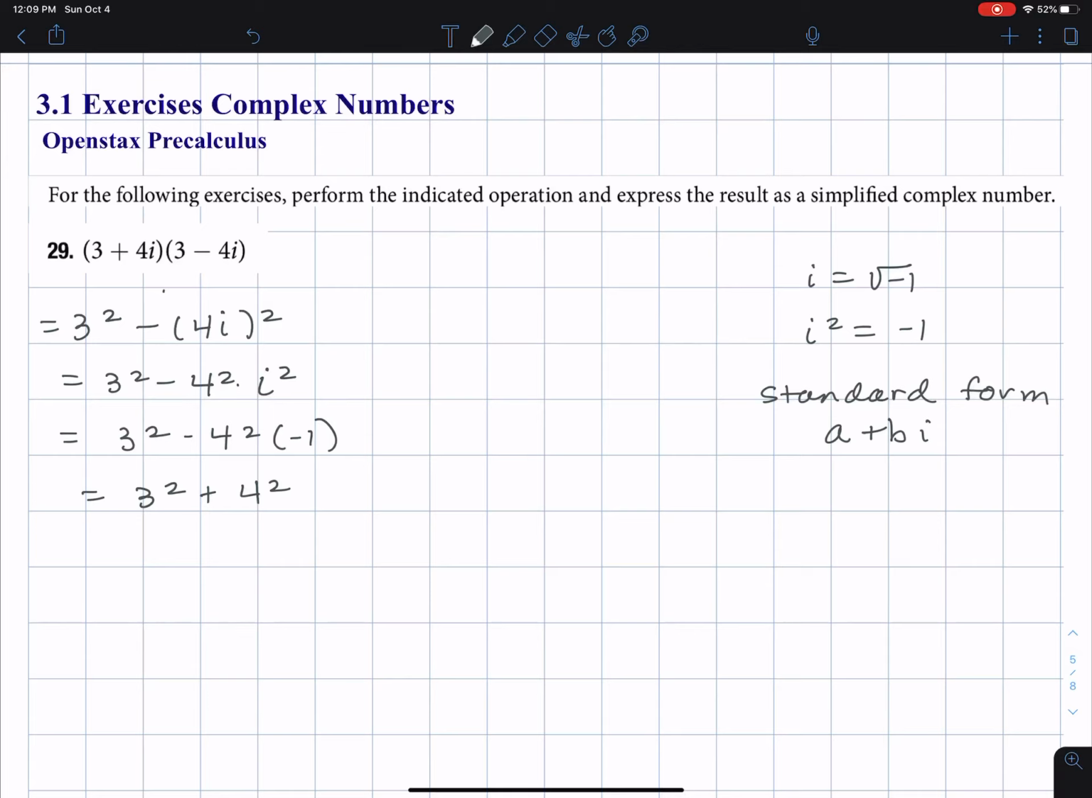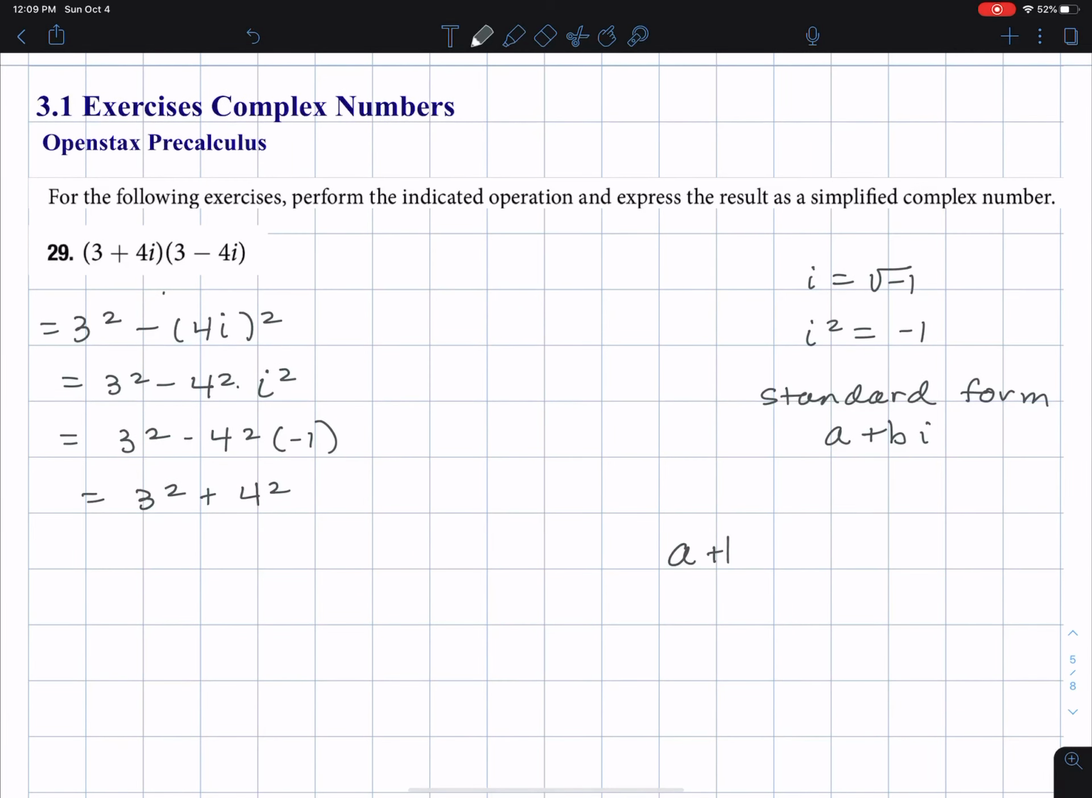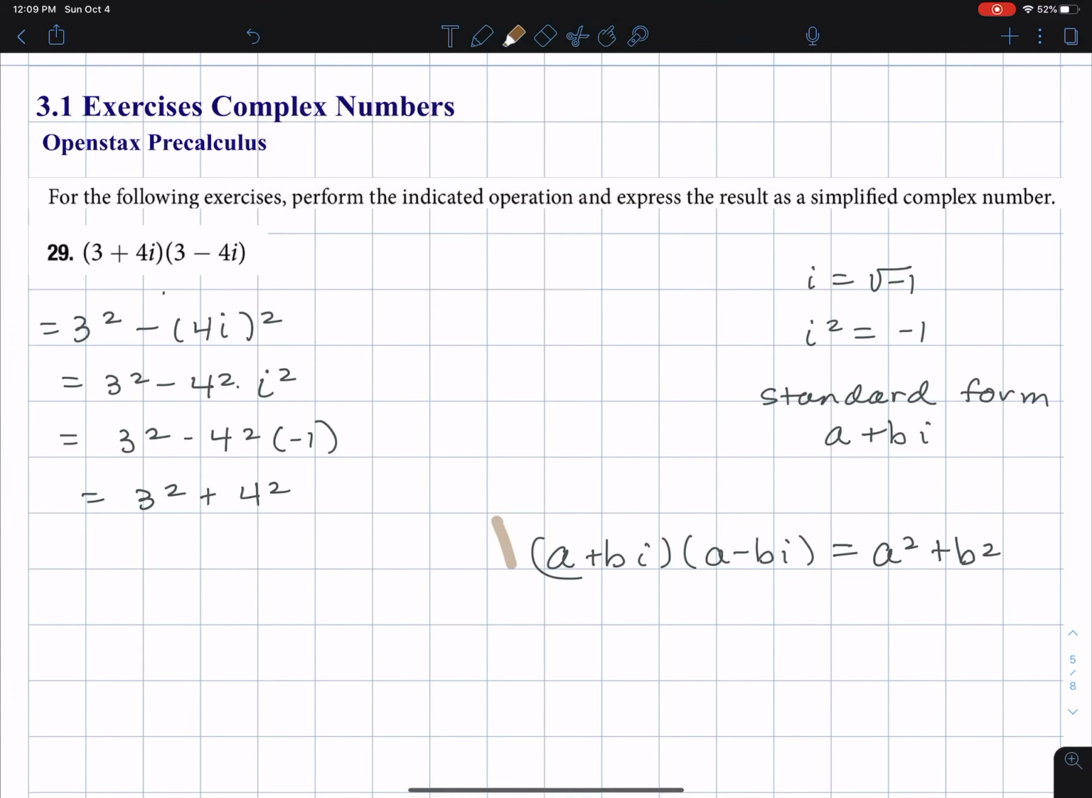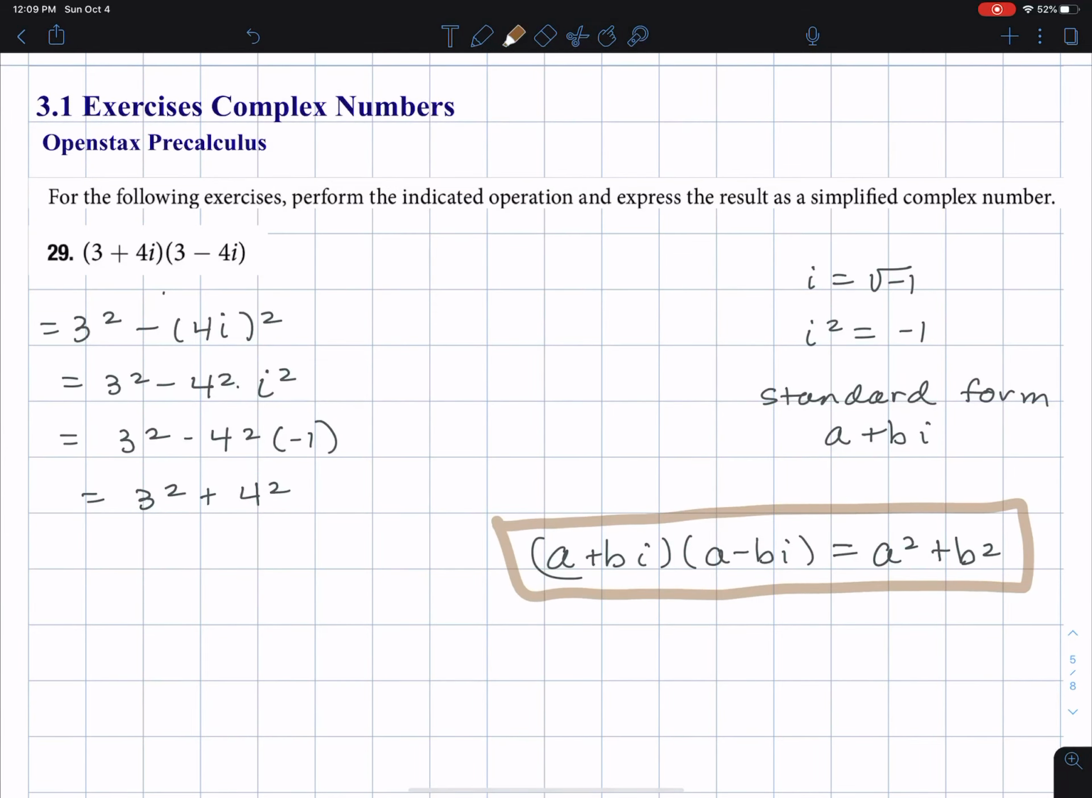Because what I want to show is that if I have this form of a plus bi times a minus bi, which is the form of a complex number multiplied by its conjugate, then what happens? That simplifies to a squared plus b squared. And so in fact, I usually don't really want to show all the steps that I showed here. I don't want to do all that each time.